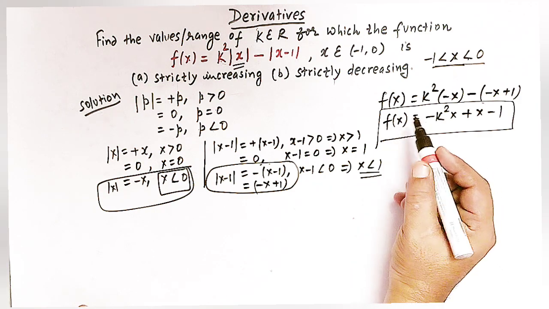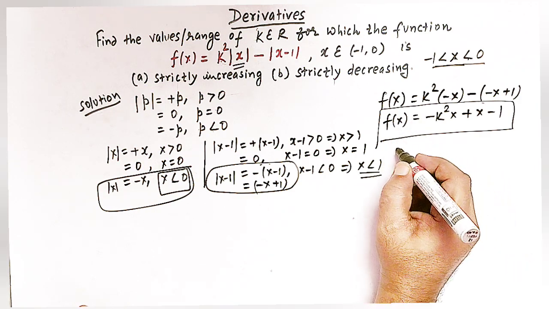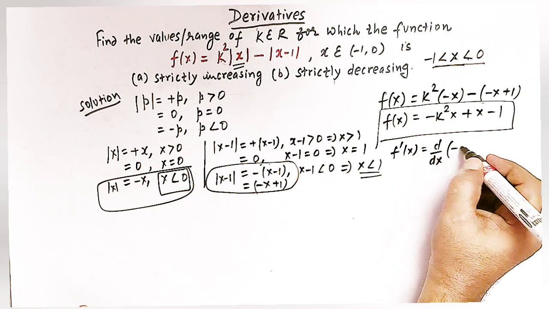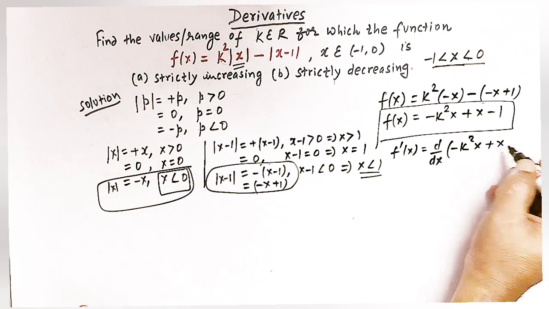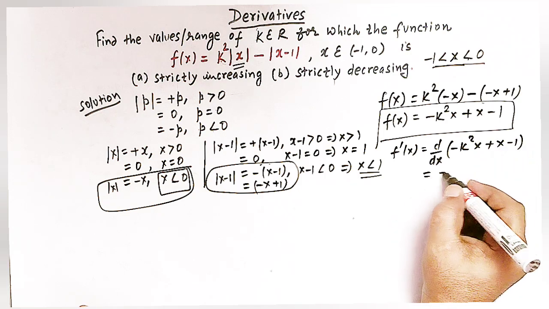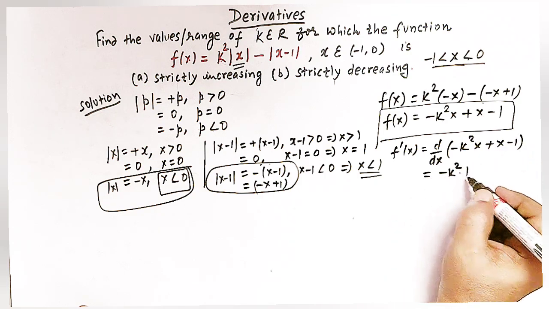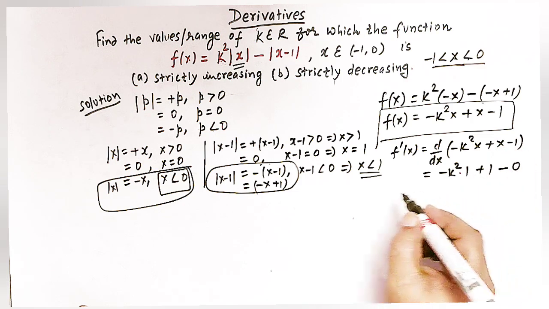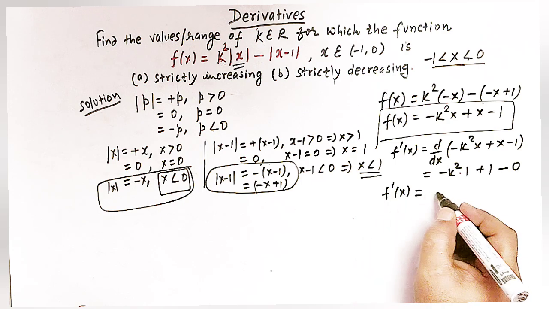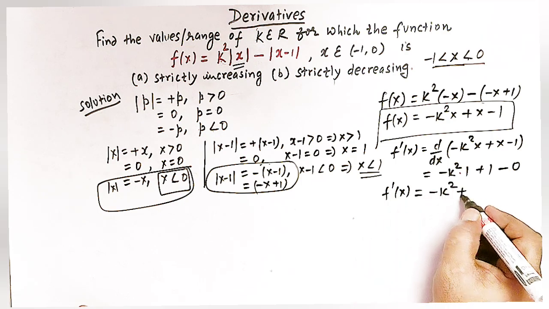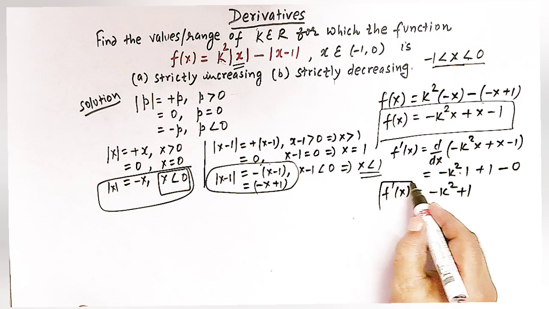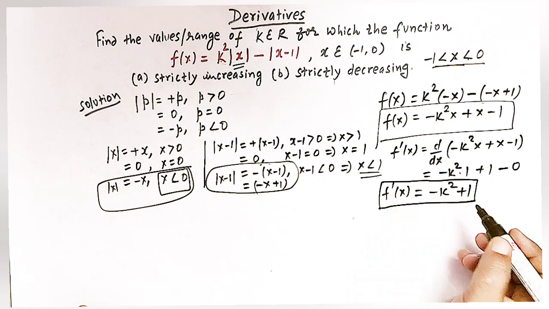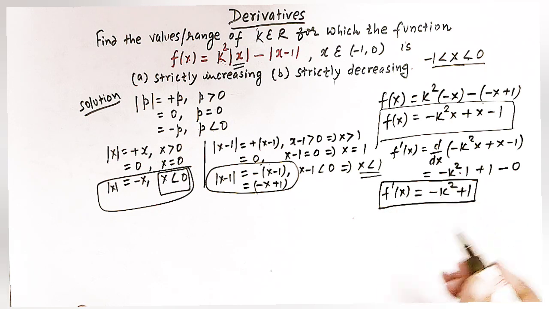So now let us differentiate this function f of x. So f prime of x is now given by d by dx of minus k square x plus x minus 1. So we have minus k square, derivative of x is 1, derivative of x is 1, derivative of 1 is 0. So f prime of x is equal to minus k square plus 1, and from this expression we can easily conclude that the derivative depends on the value of k.